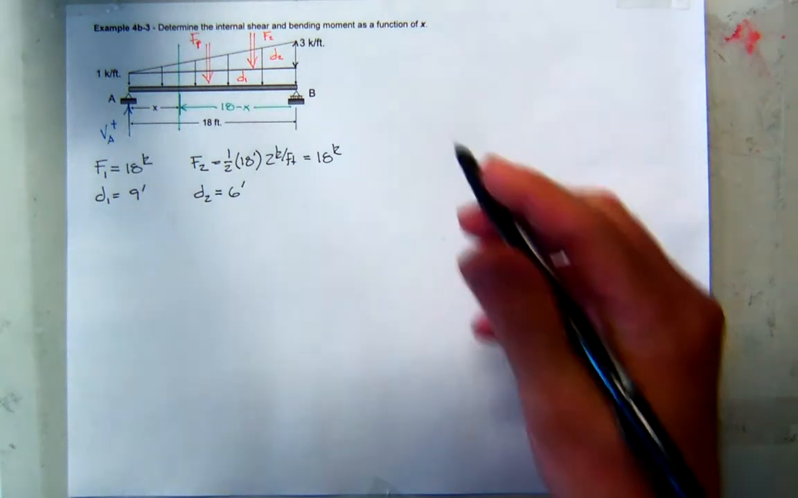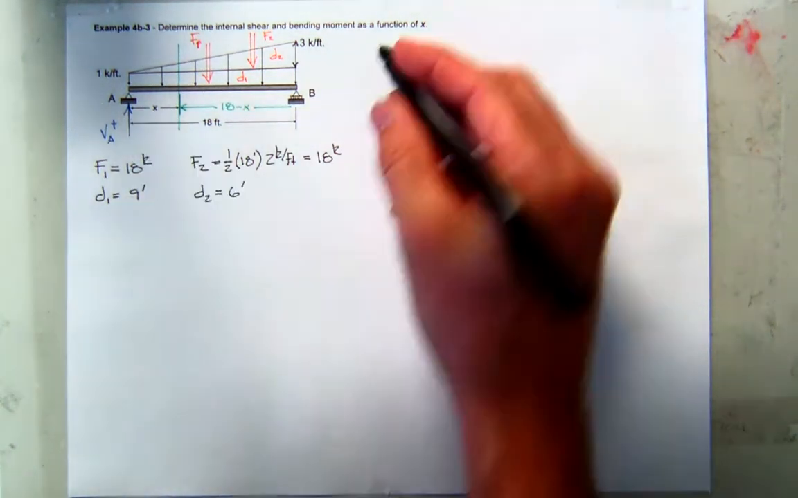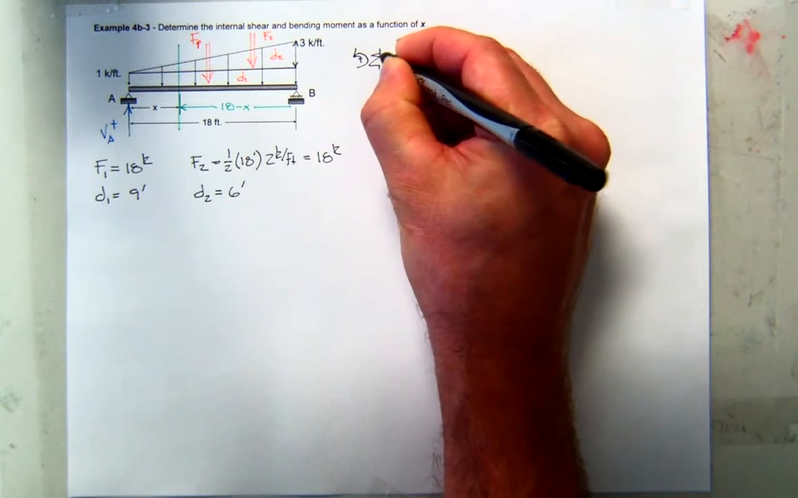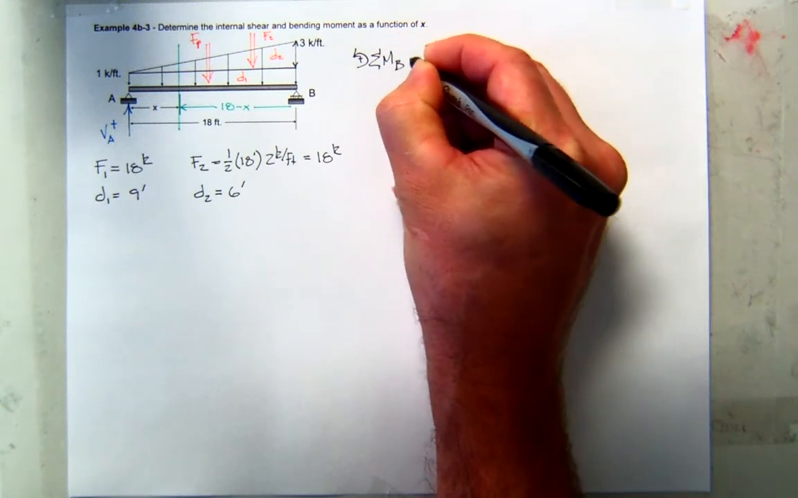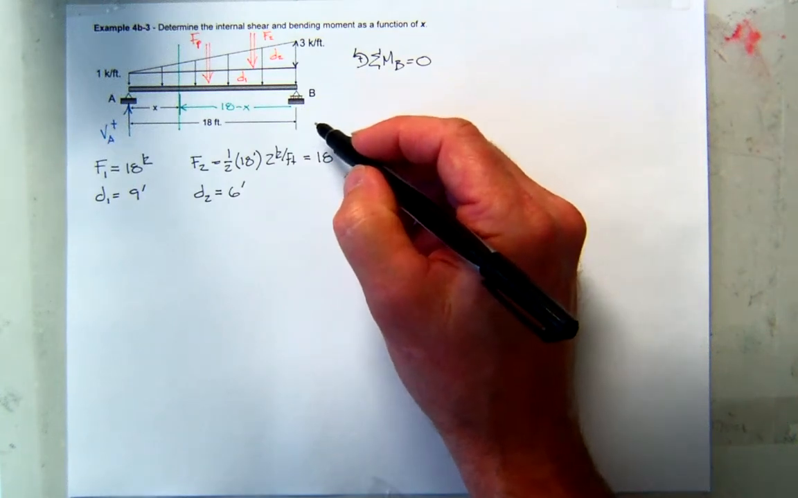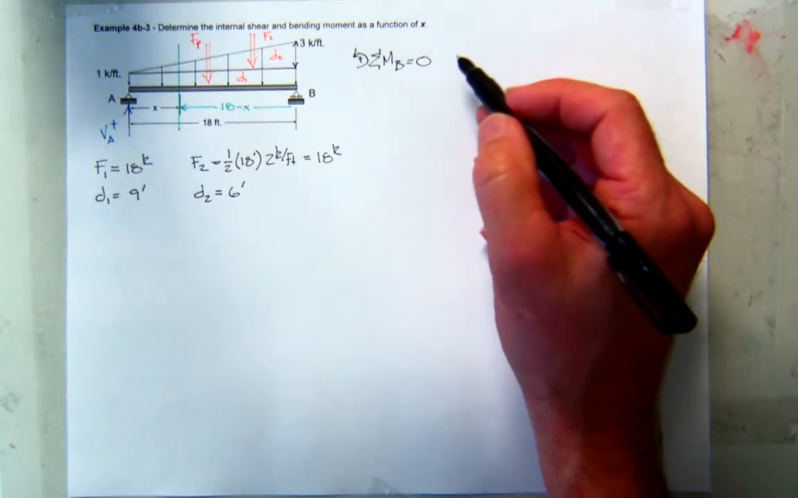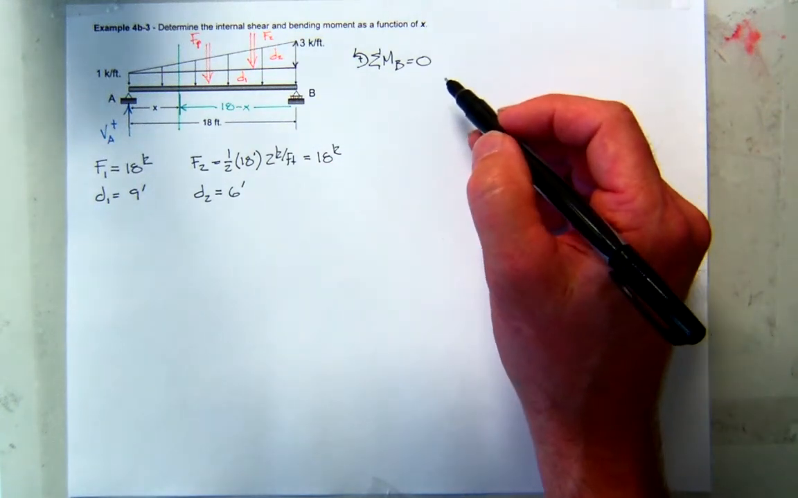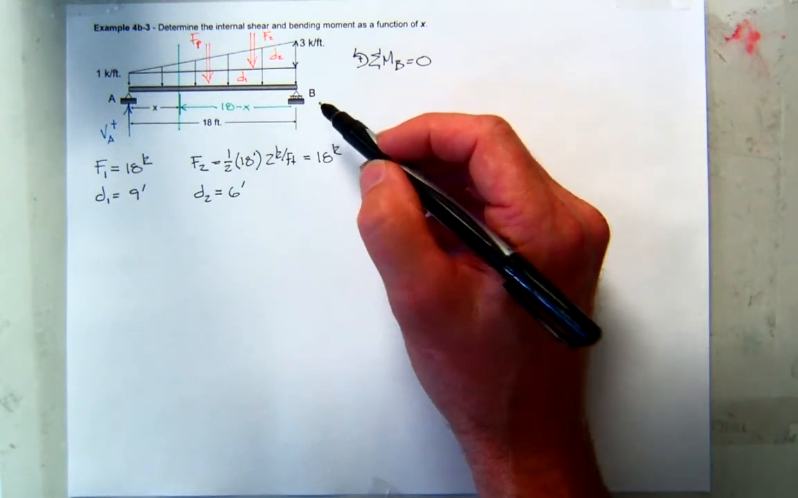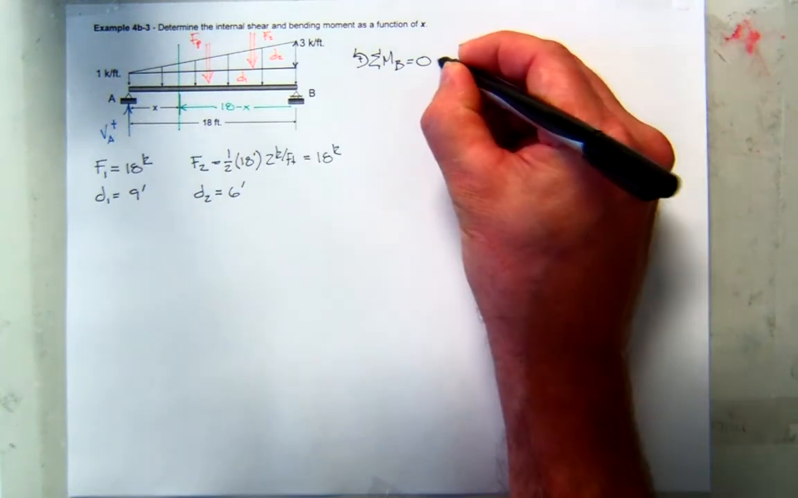Thank you. All right, so I'm trying to find my reaction at A, so I'm going to sum moments at B. Is there a moment at B, Mr. Morris? Do I need to include it in my equation? Do I need to include a moment at B in my equation? No. Okay. Just want to check with you.